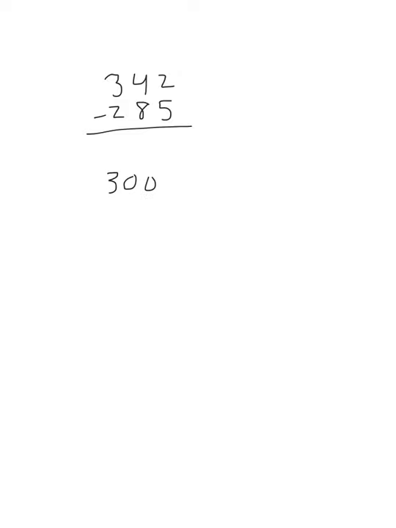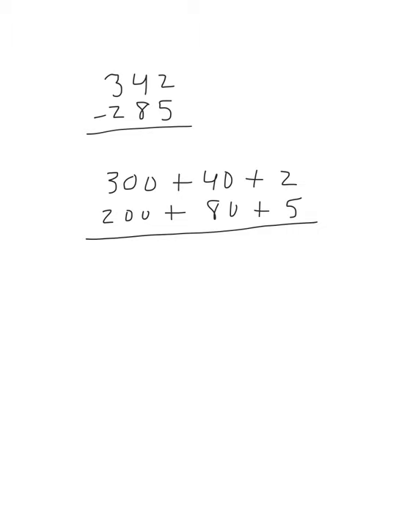So I'd have 300, I'd have 40, and I'd have 2. That's 342. I'd have 200, I'd have 80, I'd have 5. So, if I had 2 M&Ms, can I give somebody 5 M&Ms? I can't do that. But remember, this 2 is part of the number 342. So I could borrow, or I could take 10 M&Ms.